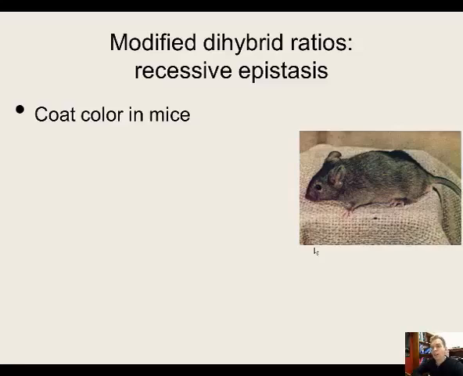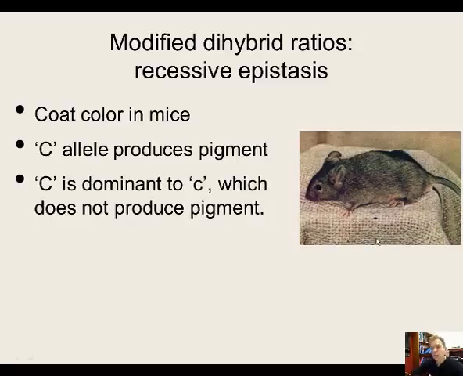Here's an example in coat color with mice. And this is an example of recessive epistasis. This is a wild type coat color, this kind of brownish color with flecks of black or gray. It's called agouti, and the allele that produces this coloring is called C. So capital C produces pigment, and capital C is dominant to little c, which does not produce pigment. So a mouse that has coloring like this would have the big C allele.